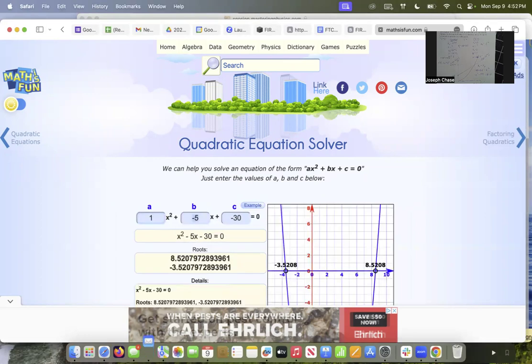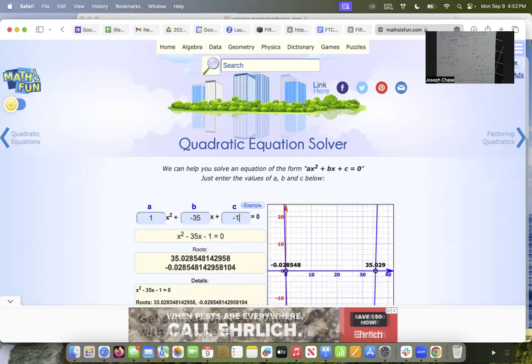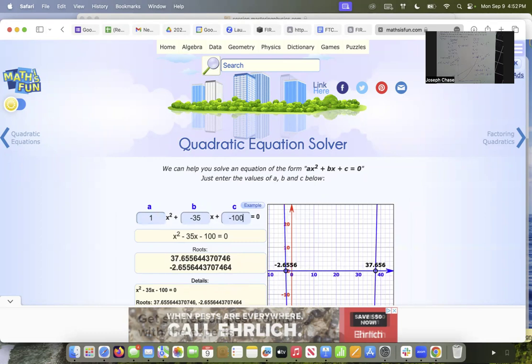Now that we have the quadratic, we'll go off to our favorite quadratic solver and type in our coefficients. So 1 up front, negative 35, and negative 100. And you can see our roots are 37.7 seconds, and then minus 2.7.